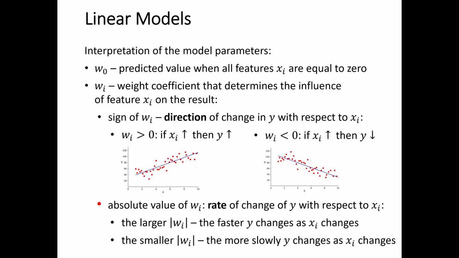Second, the magnitude of the weight shows how fast the target variable changes when the feature value changes. The larger the absolute value of the weight, the faster the target variable changes, and vice versa.